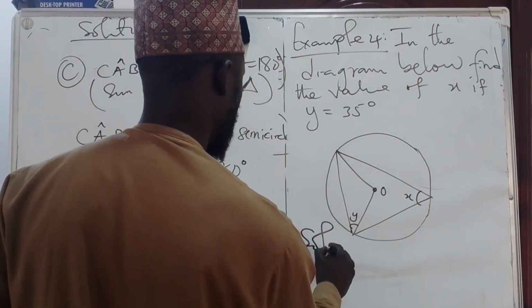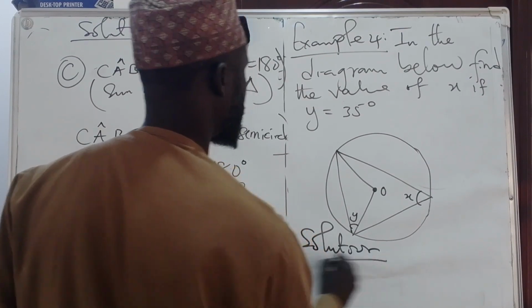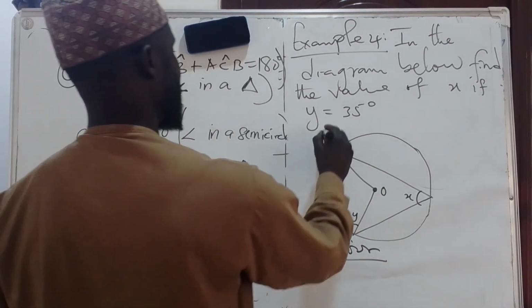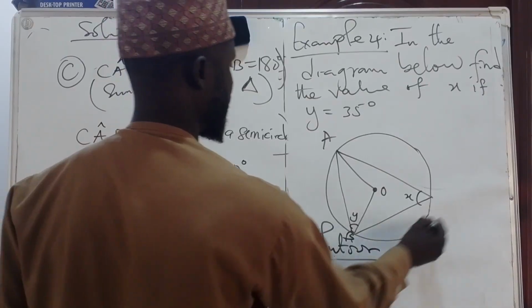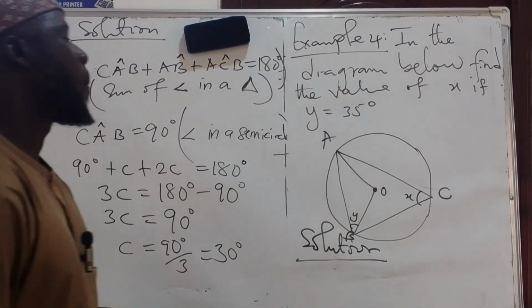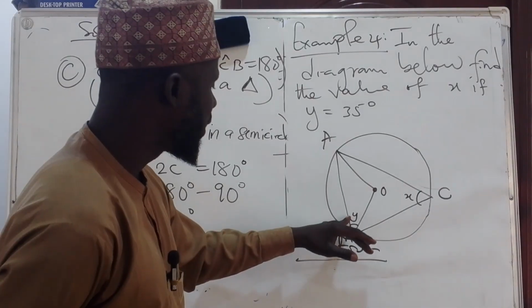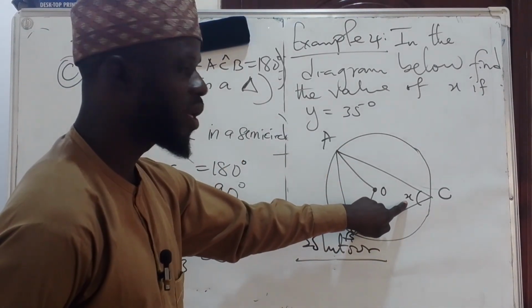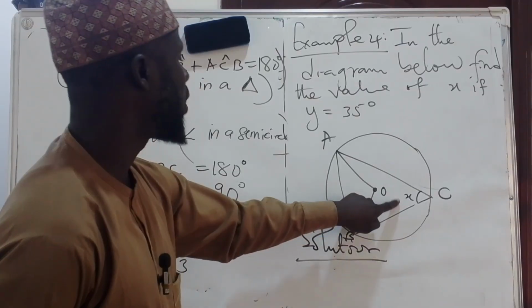Solution. To find the value of x, let's name here A, B, C in case of any nomenclature. We are given that y is 35 degrees, and we are looking for x. We are asked to find the value of x.